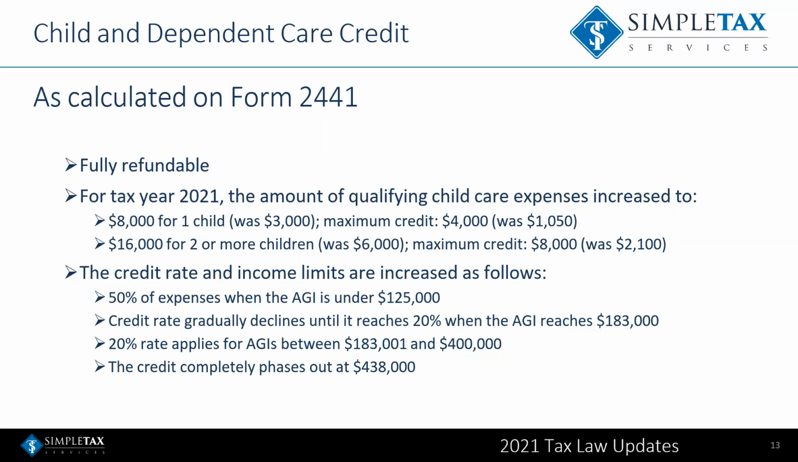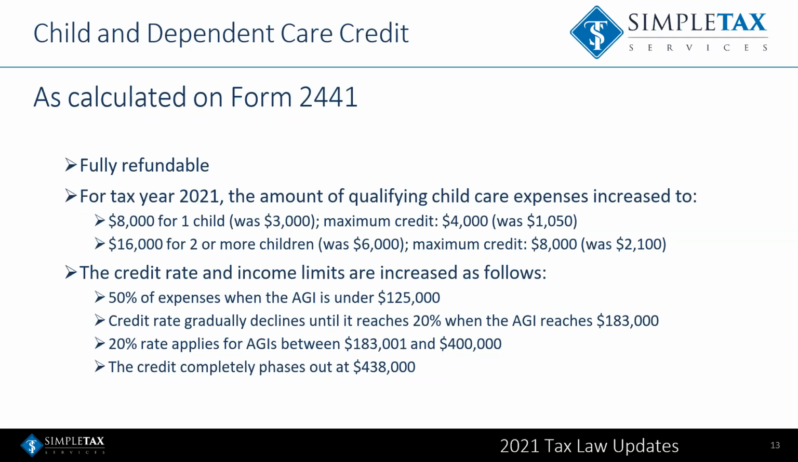It used to be $3,000, and then the maximum credit is now $4,000, which is fully refundable. It used to be $1,050. The maximum expenses is $16,000 for 2 or more children, was $6,000. The maximum credit now is $8,000. Again, fully refundable. It was $2,100. Now, the credit rate and income limits were also increased.